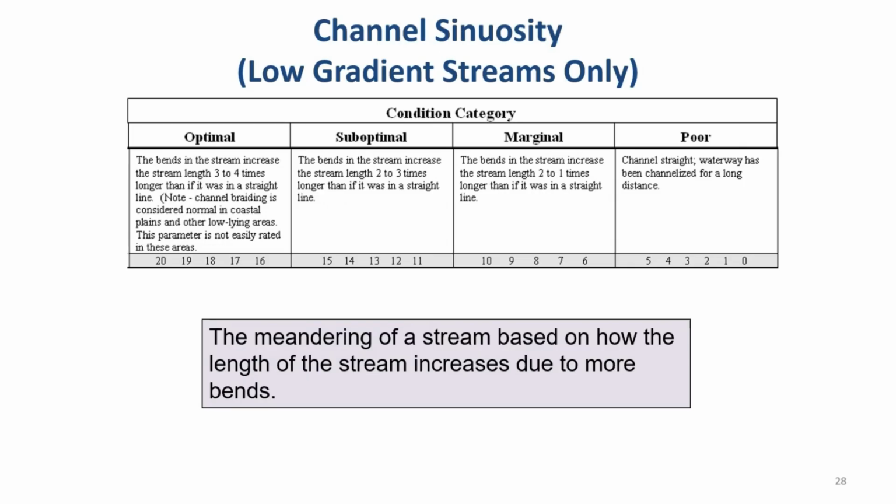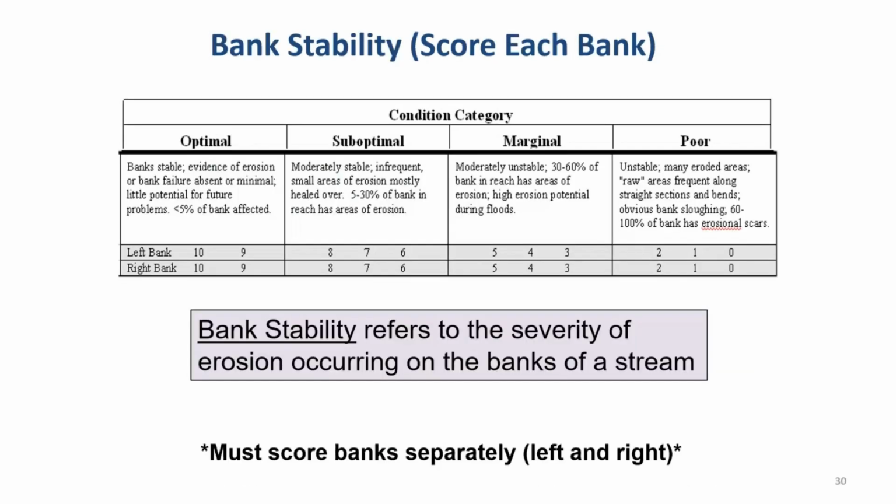This one's for low gradient. Okay, so bank stability is scored separately for left bank and right bank. The total for this question is going to be between 0 and 20, just like the other questions, but you're going to look at each bank separately and give a score between 0 and 10 for each bank. So bank stability refers to the severity of erosion occurring on the banks of a stream.